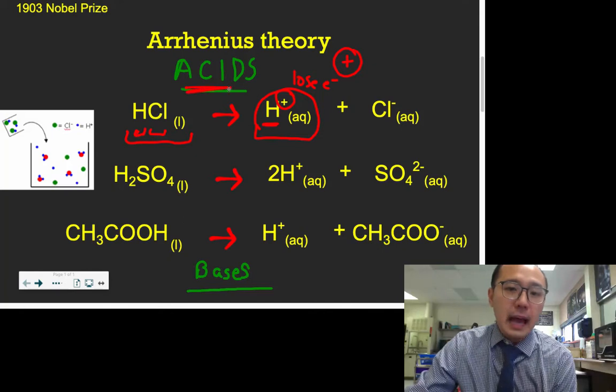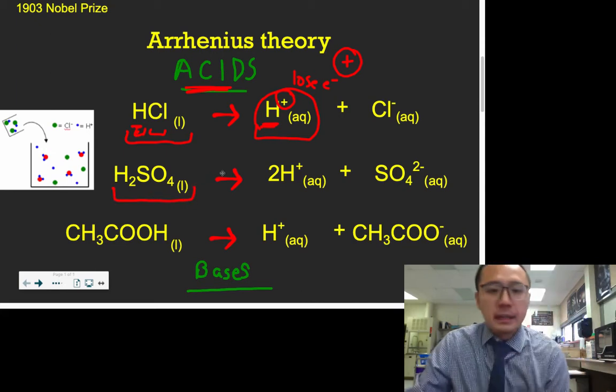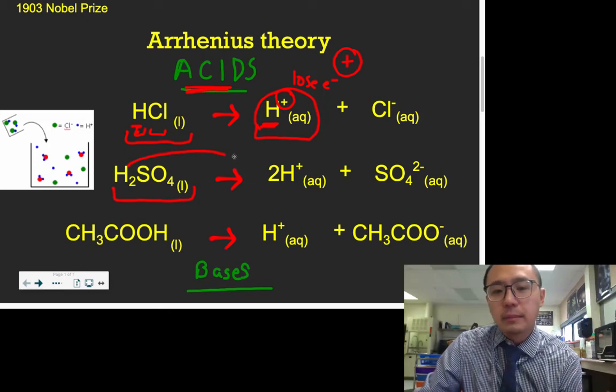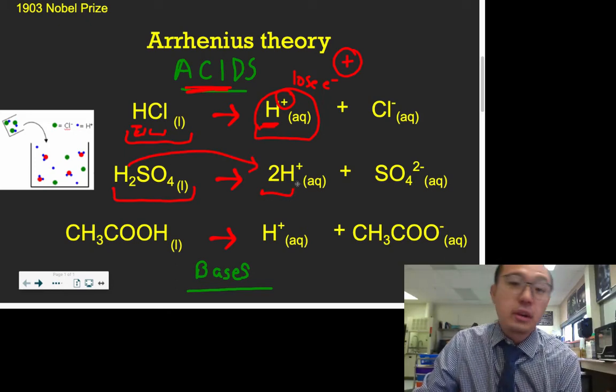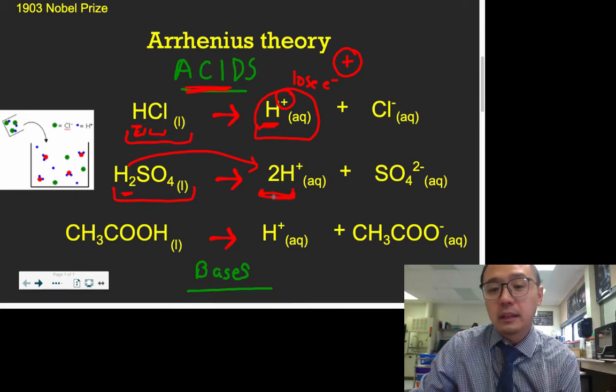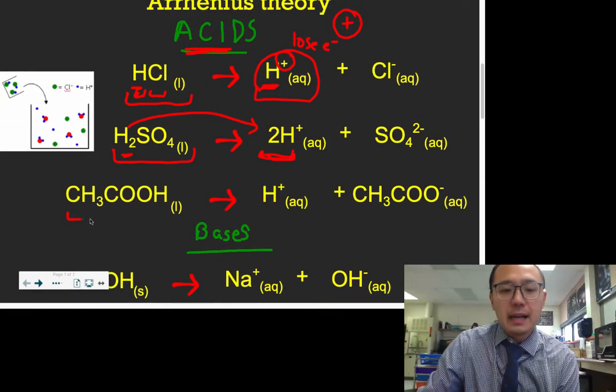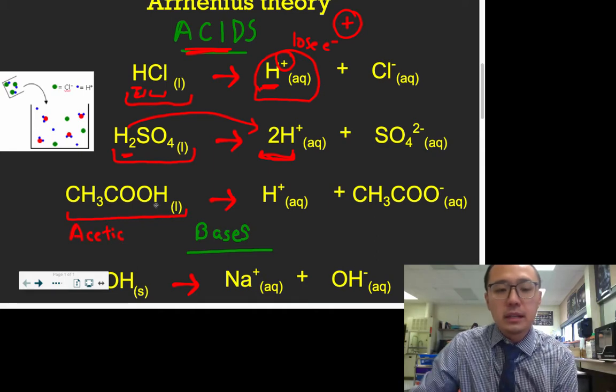So for the acids, again, it will dissociate into your H+. And if you look at the next one, this is sulfuric acid. It will dissociate not into just one, but two positive protons or hydrogen ions. And sulfuric acid actually is a stronger acid than HCl because it dissociates into two hydrogen ions. And for the next one, this is your acetic acid. This is your vinegar. Acetic acid actually dissociates into, again, this H+, and then this CH3CO2 negative.